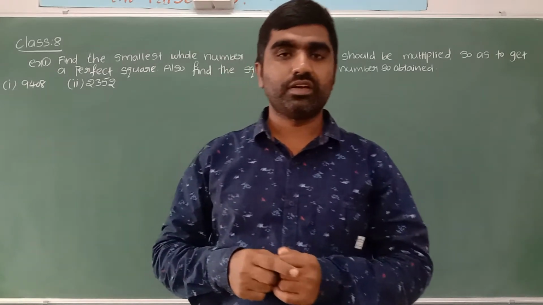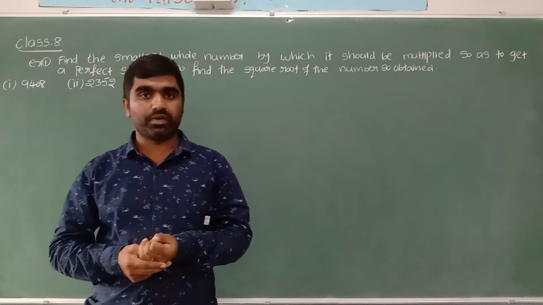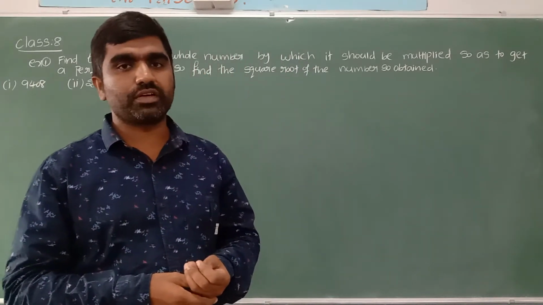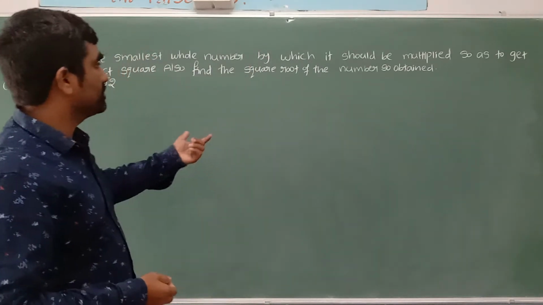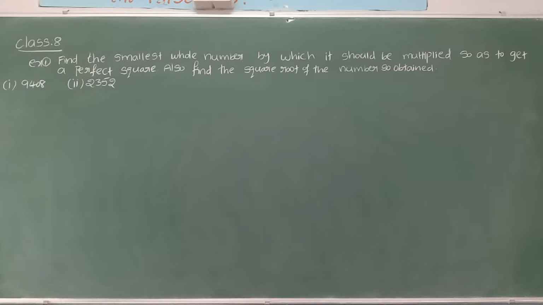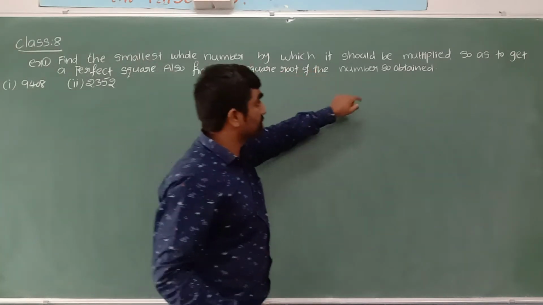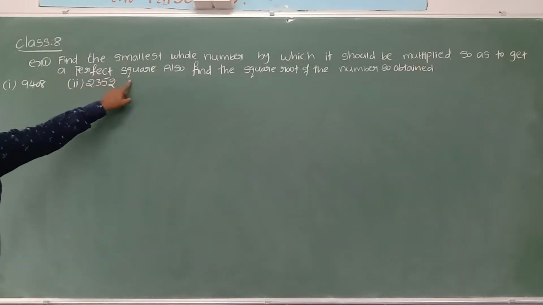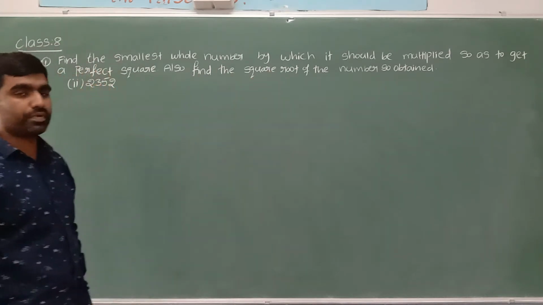Welcome to today's class. In the previous class we learned how to find the square root of a number using two methods: the repeated subtraction method and the prime factorization method. Now here we can see one problem based on the prime factorization method. They are asking: find the smallest whole number by which it should be multiplied so as to get a perfect square. Also find the square root of the number so obtained.